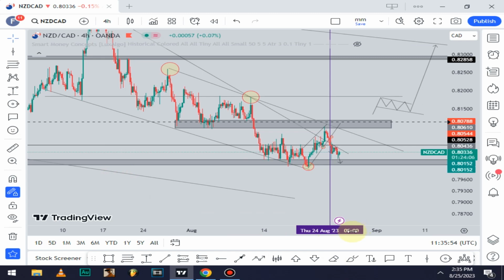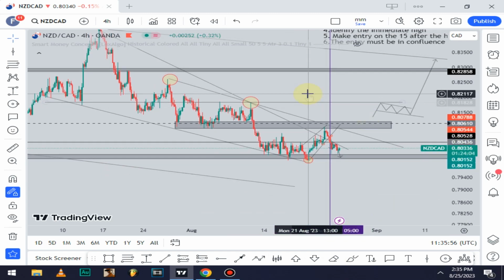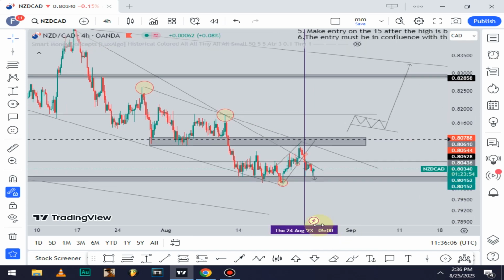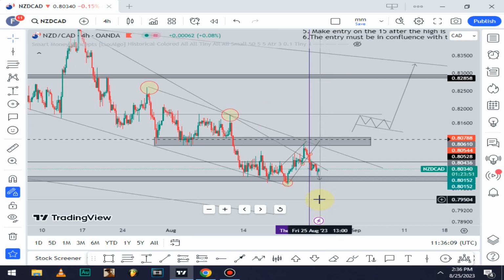So today, once again, I want to talk about entries in the forex market. I'm going to give you an example that I did make an entry on, the NZD/CAD. I also documented it from the moment I took that entry until the moment I closed my position.